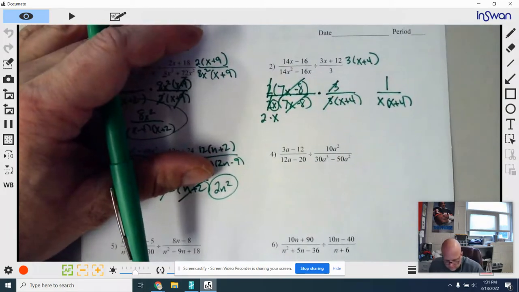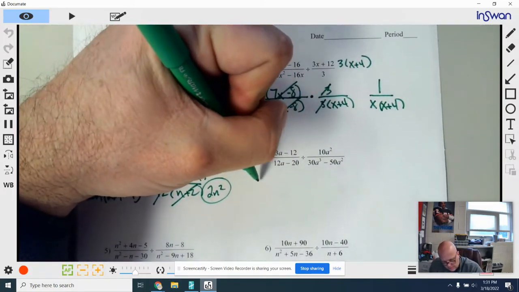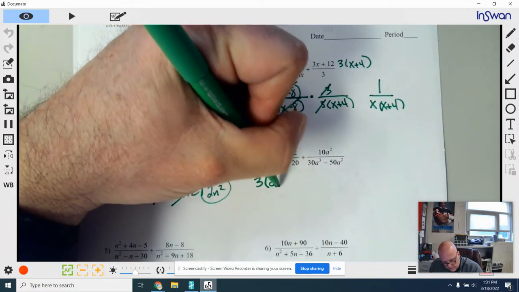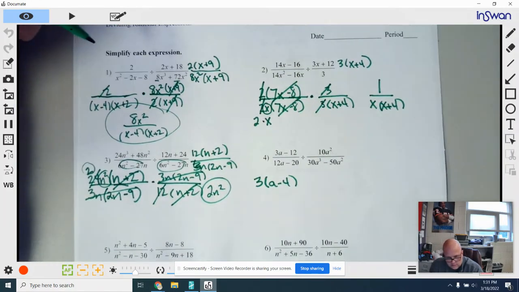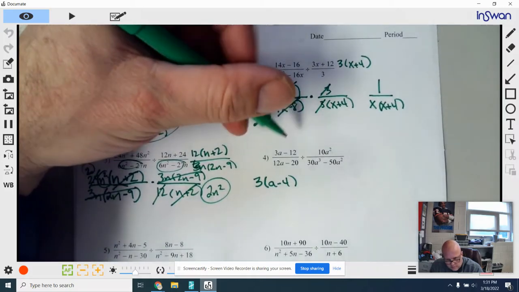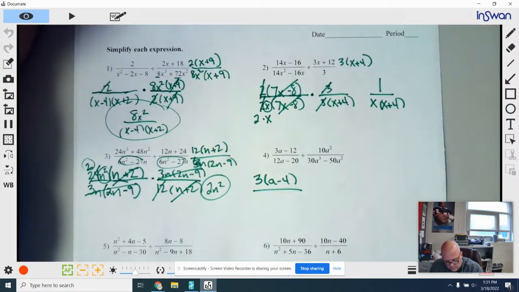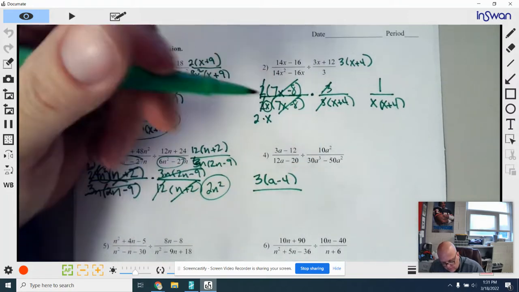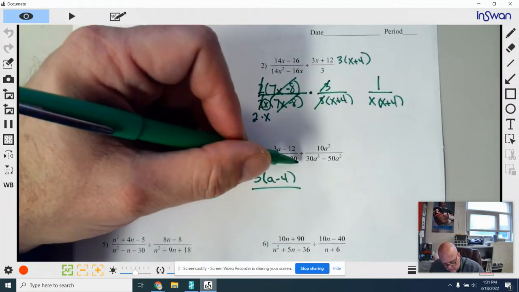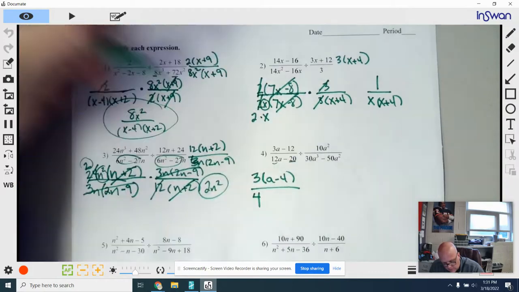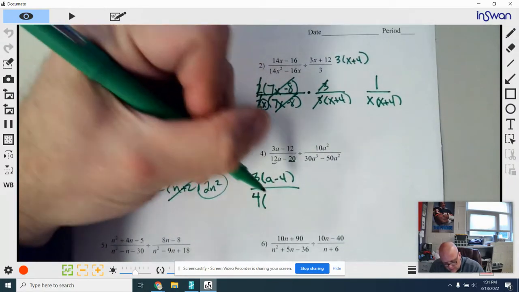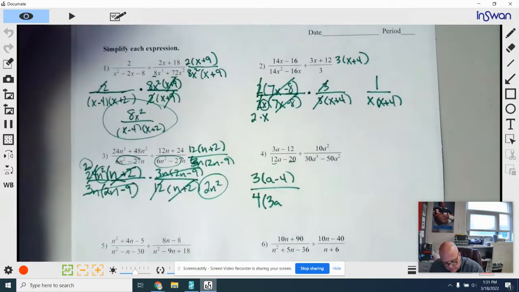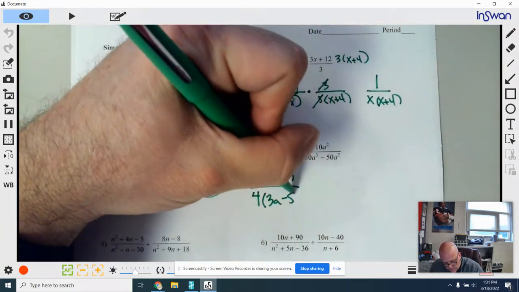Okay, number 4. Up top, my GCF is a 3. So 3 times a minus 4 equals 3a minus 12. On the bottom, you pull out a 12, a minus 20. So let's see. Looks like our GCF is going to be a 4. And to multiply back, we need a 3a minus a 5.